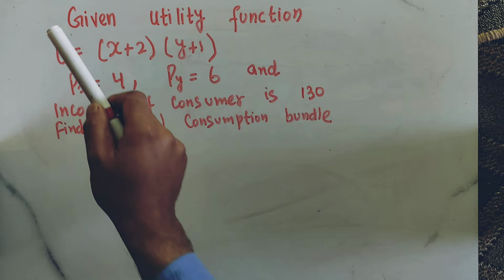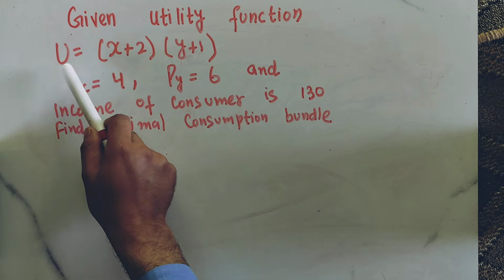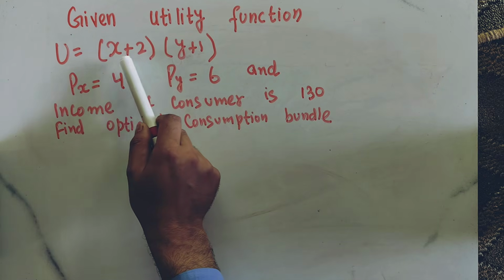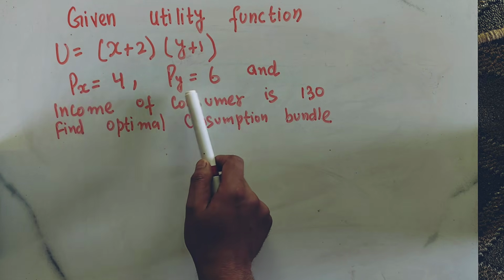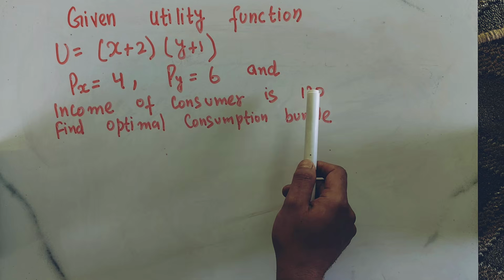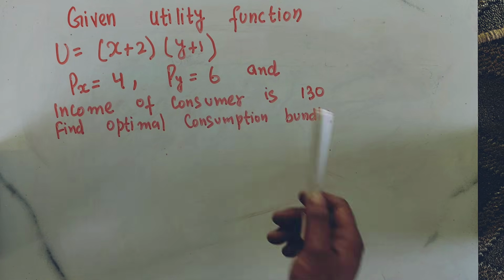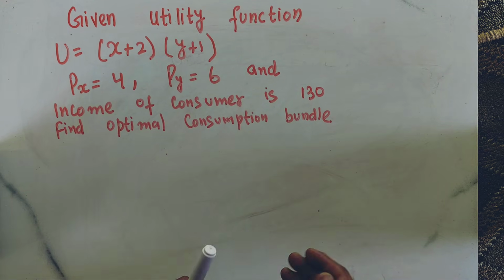The question is: given the utility function, utility is a function of two goods x and y, equal to (x plus 2) times (y plus 1). Price of good x is $4, price of good y is $6, and income of the consumer is $130. We need to find the optimal consumption bundle in this case.